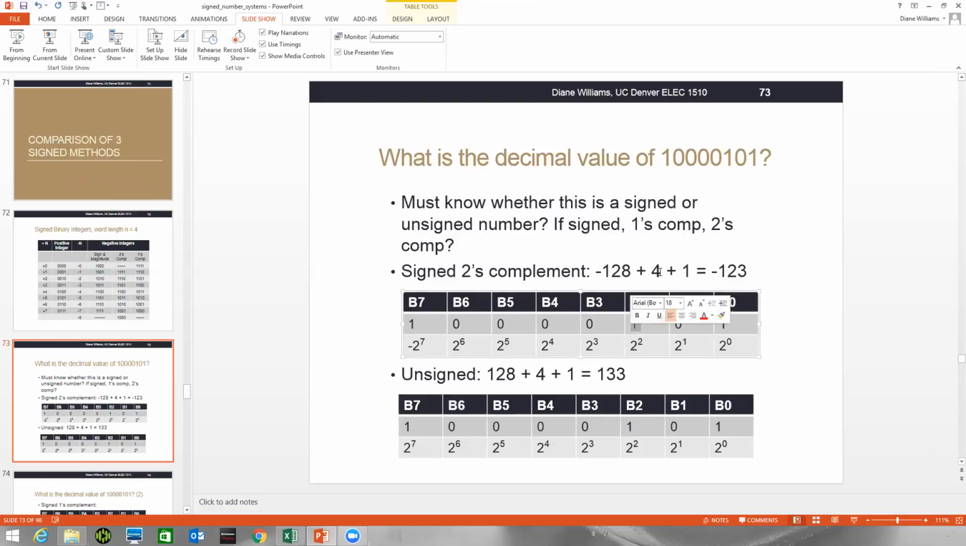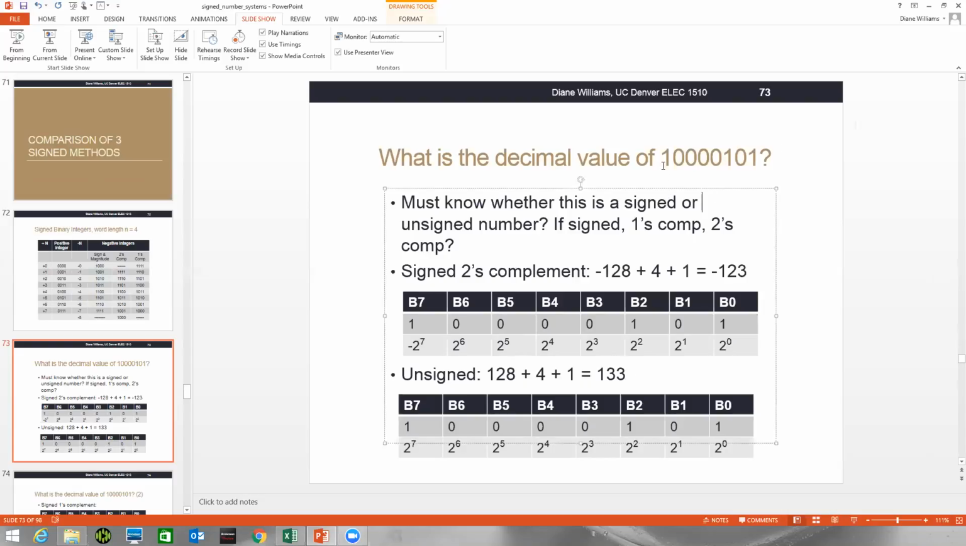We could add in 1 times 2 squared. That's where the 4 comes from. And then 1 times 2 to the 0. And so if this were a 2's complement number, we'd say its decimal value is negative 123. But if it's an unsigned number, if we're told this string is unsigned, then there is no sign bit. All we do is take this and convert it to decimal. So we use this positional notation to convert binary to decimal, and we say this is 1 times 2 to the 7th plus 1 times 2 squared plus 1 times 2 to the 0, or 128 plus 4 plus 1 equals 133.